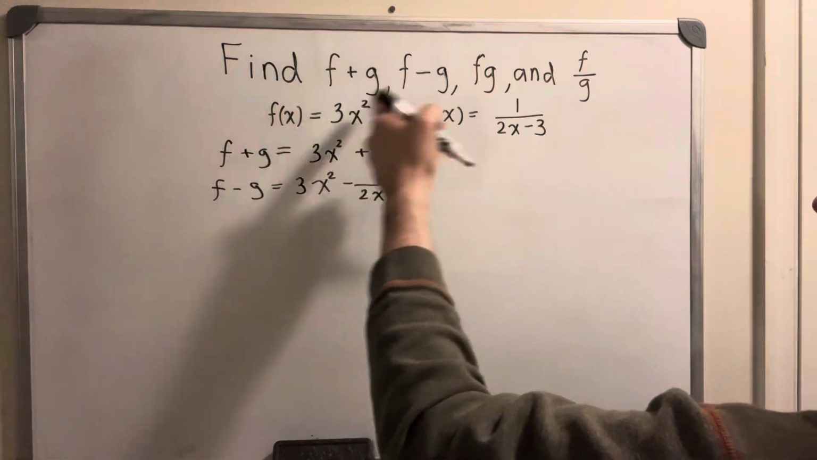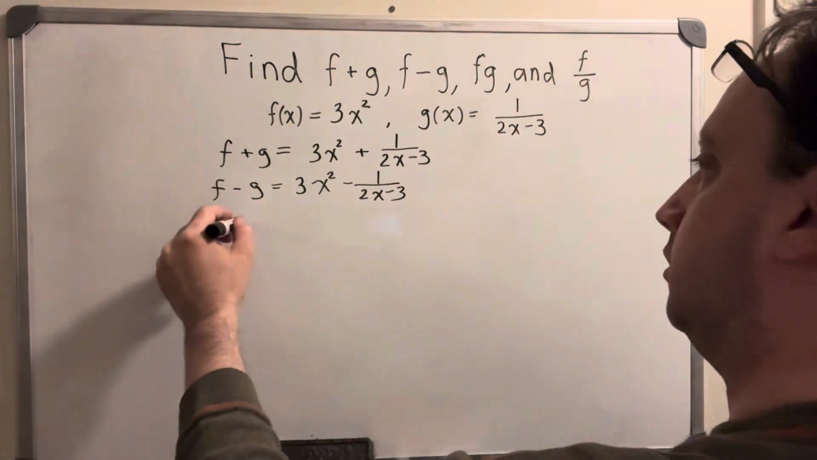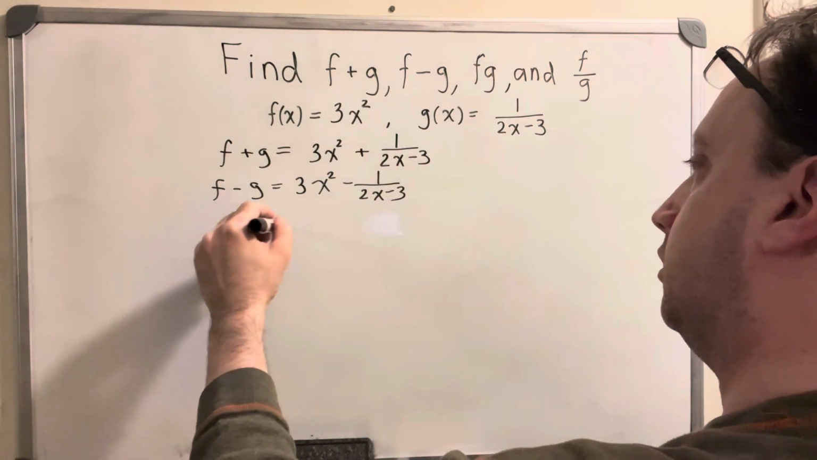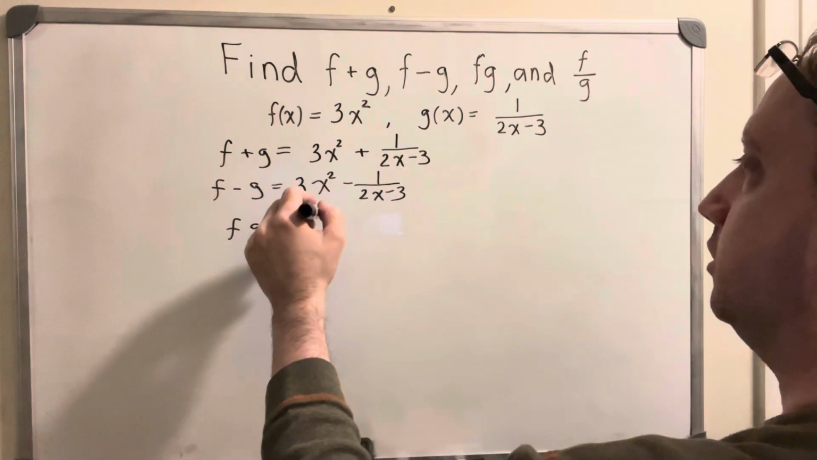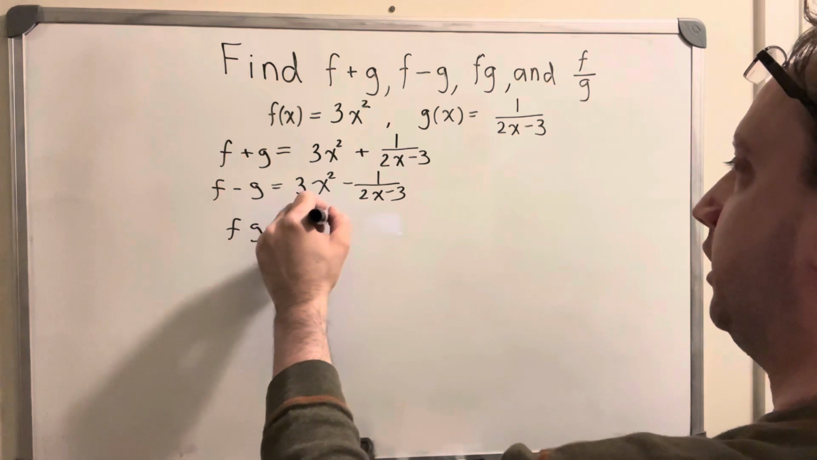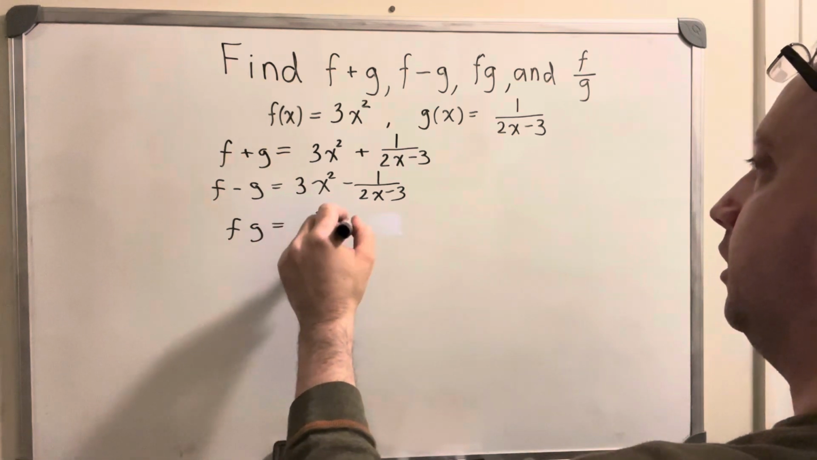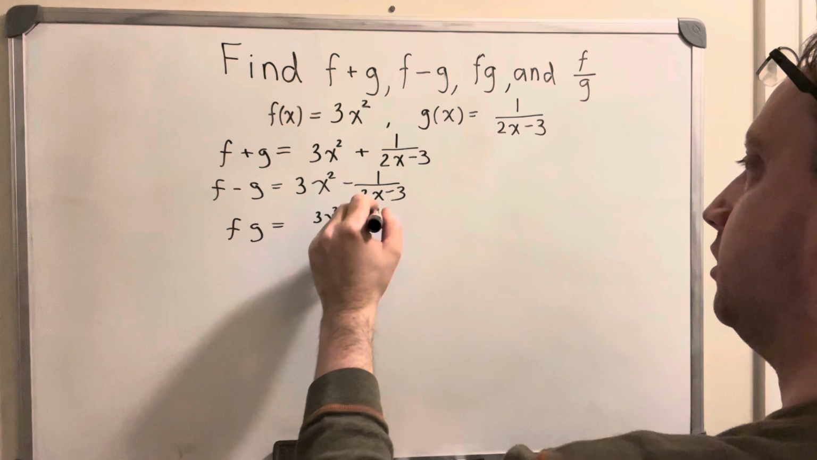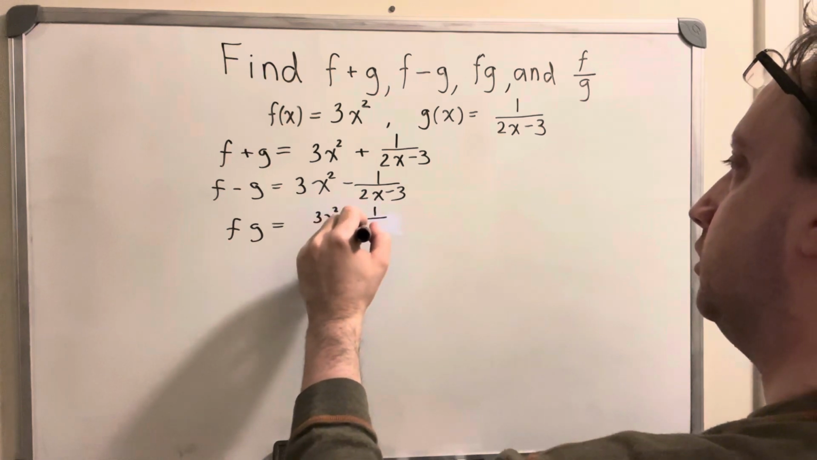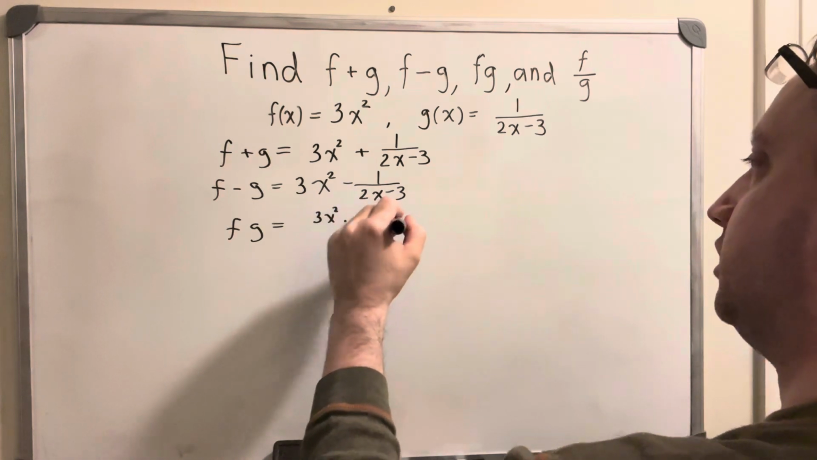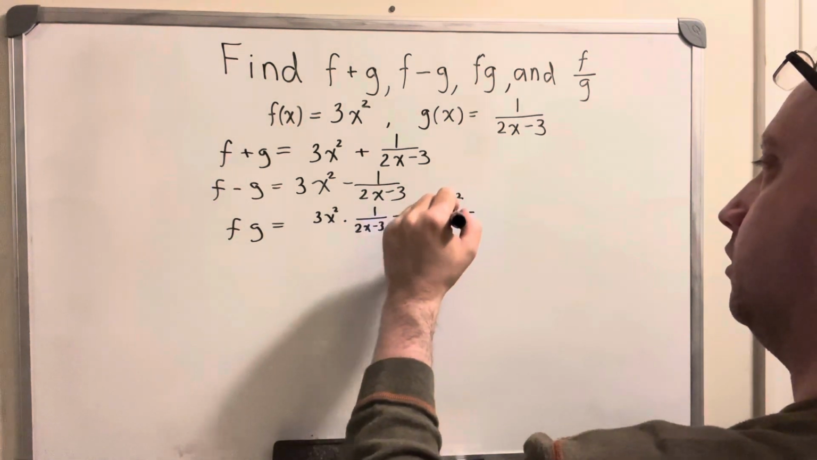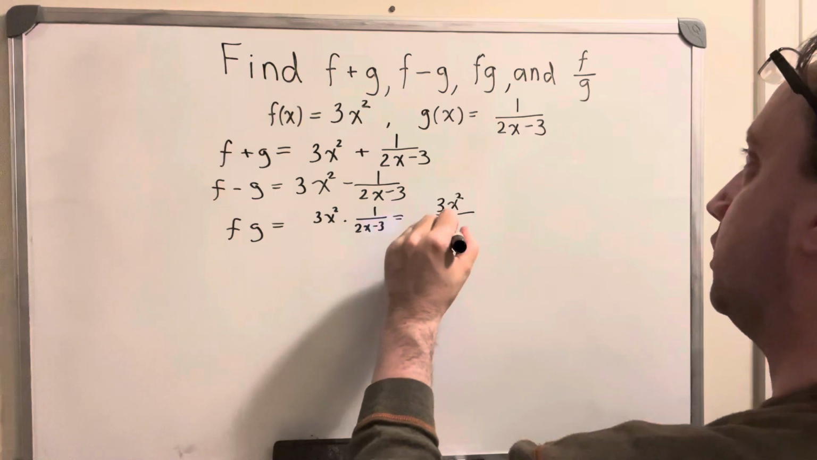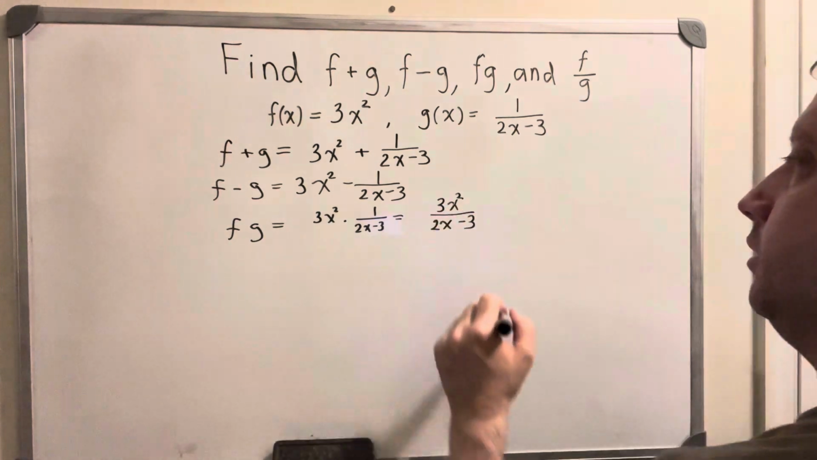Multiplying f and g together would be 3x squared times 1 over 2x minus 3, which is 3x squared over 2x minus 3.